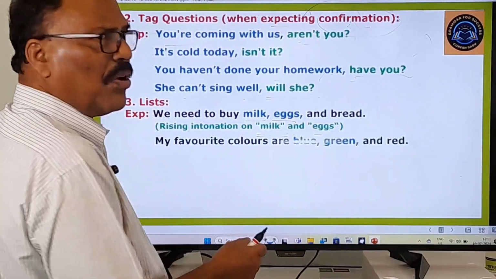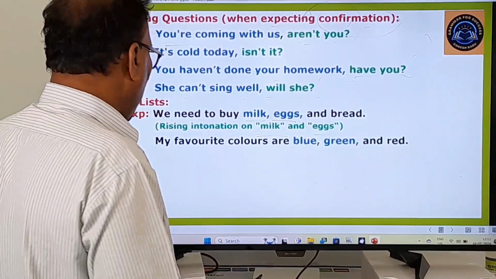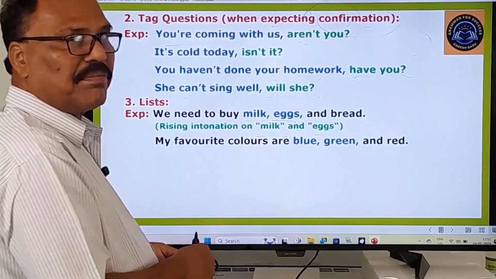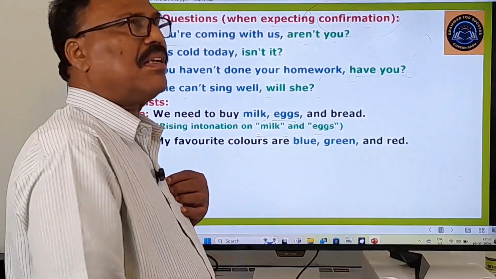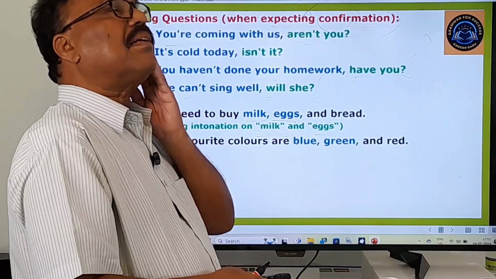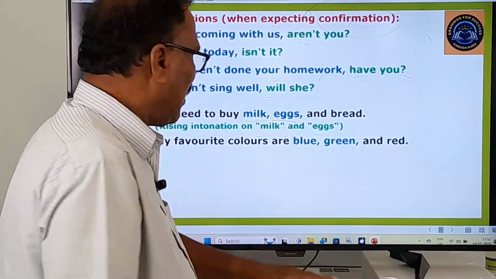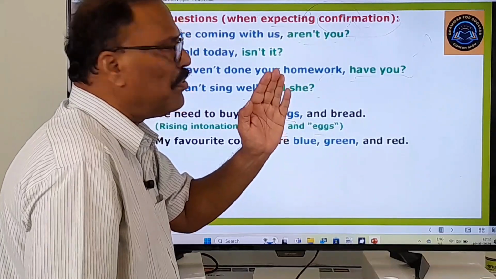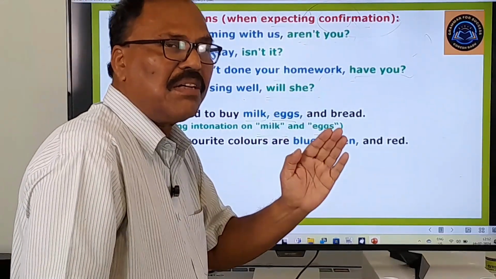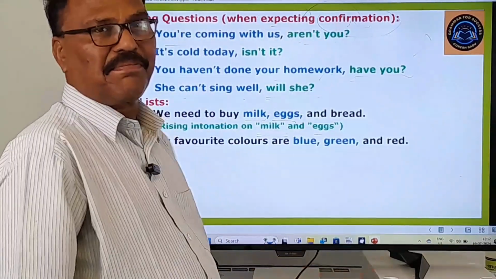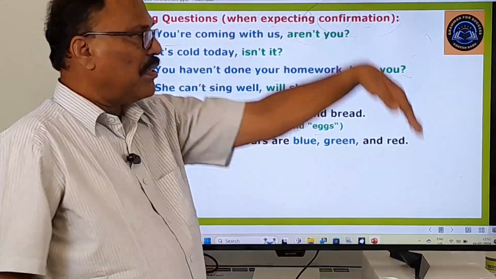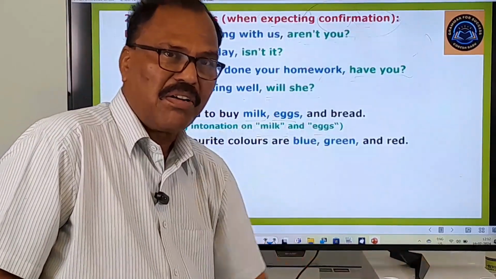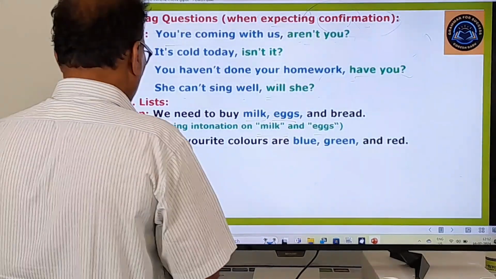Similarly, I have given you a few more examples to make you understand this. My favorite colors are blue, green and red. The favorite colors blue, red and white, something like that. So the first two or three things, you mention with a rising intonation. Then the last one you fall down. Your voice will fall down. Your pitch will fall down. So that is that.